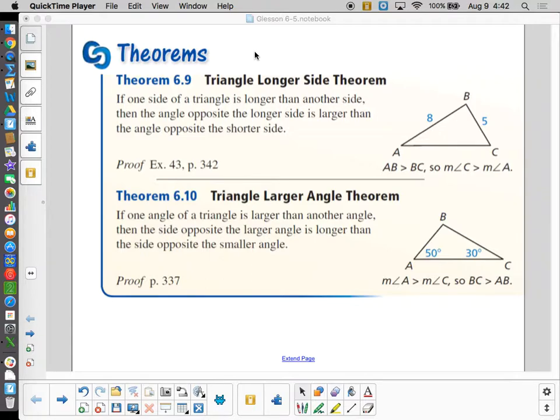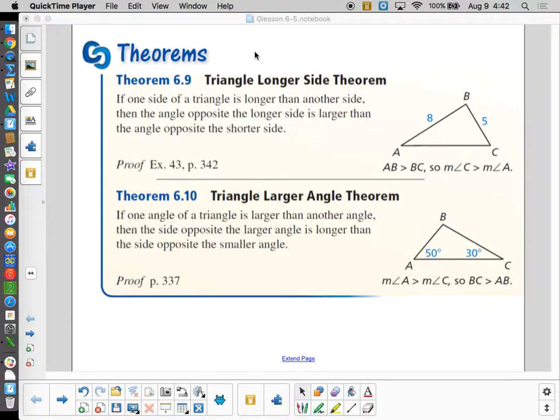Basically what it comes down to, these two theorems, I'm going to sum them up this way. In a triangle, the biggest side is always opposite the largest angle, and the smallest side is always opposite the smallest angle, leaving the medium side opposite the medium angle. It's just kind of common sense.